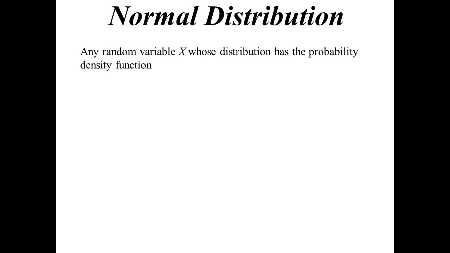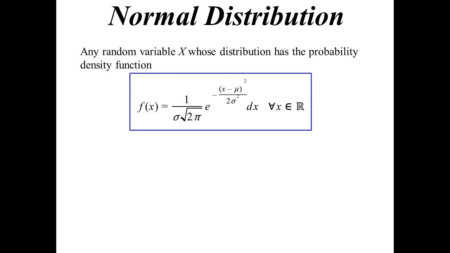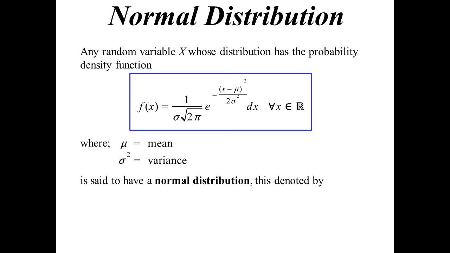The normal distribution is the classic, perfectly symmetrical bell-shaped curve. We call that the normal distribution. And its probability density function, it's a beauty. There it is: 1 on sigma root 2 pi, e to the power of minus (x minus mu) squared on 2 sigma squared. So it's an exponential function. Mu is the mean, sigma squared is the variance. So it has a normal distribution, and the way we write it down is like this.